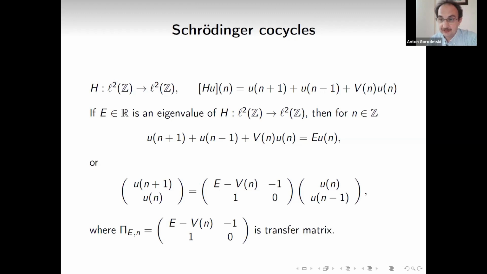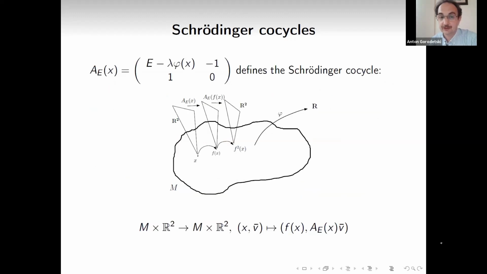Now, it's easy to see that this transfer matrix is an SL(2,R) matrix. And therefore, in order to understand the properties of the solution of this equation, it's enough to understand the properties of the product of the matrices over the dynamics, the Schrödinger cocycles. So now you have the same dynamical system, but over each point in the phase space, you have a two-dimensional space, and you have a cocycle that is defined by the transfer matrices. So out of the properties of the cocycle, in particular, out of the information about Lyapunov exponents, you can derive lots of properties about the spectral properties of the operator.